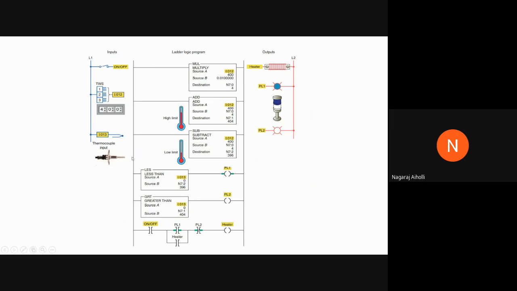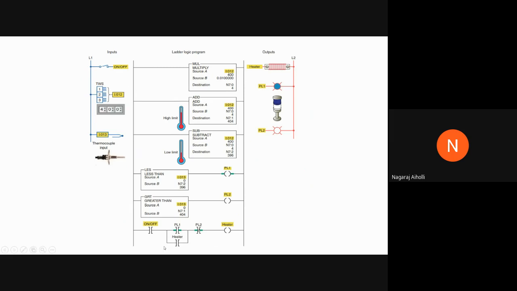When it is executing the fifth rung, greater than, if I:013 is greater than 404, that is, greater than the 404 higher end, the PL2 lamp will glow. Then the on-off condition: when it is activated, the PL1 condition will become true. Examine-if-closed PL1 will be closed, then PL2 will be open and the heater will be turned on. So when PL1 is in the on or closed condition, the temperature is 396, and the heater will be on so as to increase the temperature to 400. The temperature will be increased from 396 to 400.